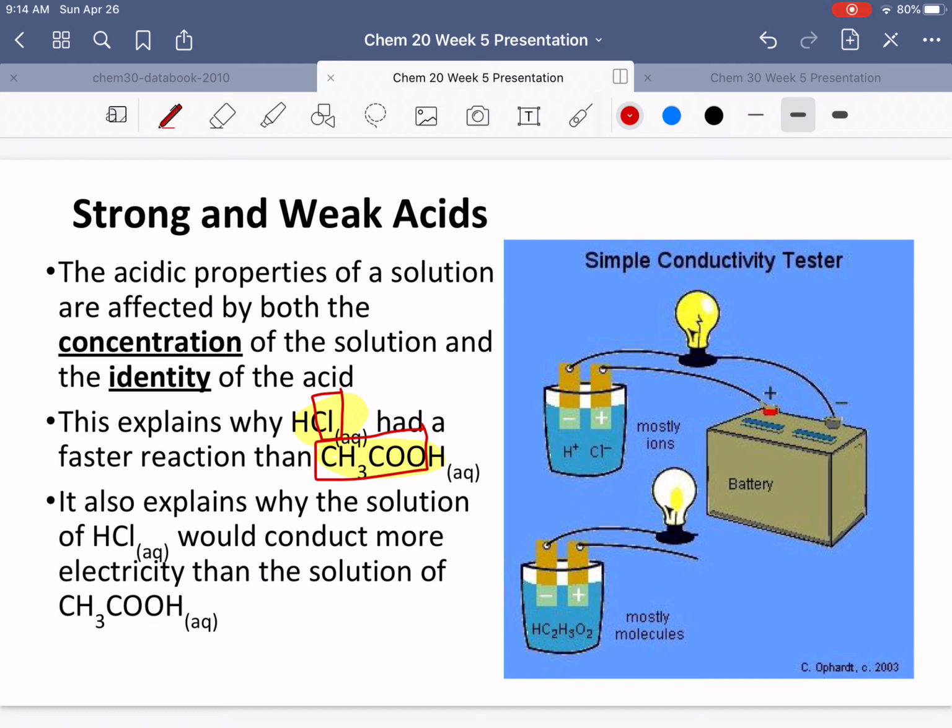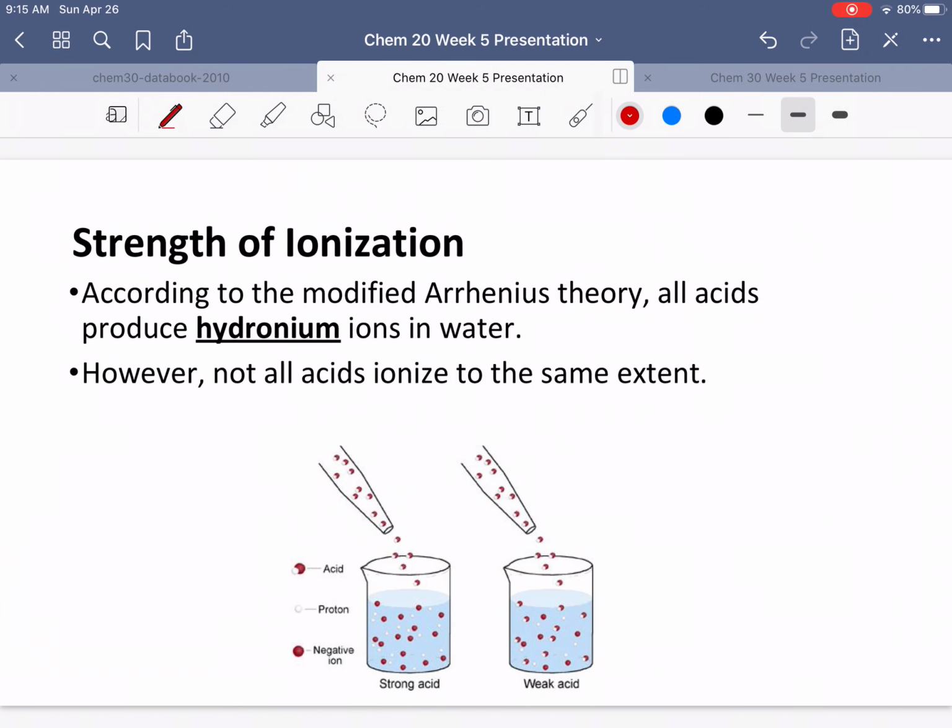Now, even though the concentration of each of those is identical, how do we end up with such a lowly lit bulb with the acetic acid versus that wonderful bright light with the hydrochloric acid? Okay, it's really interesting. Or how do we end up with such a vigorous reaction with magnesium with the hydrochloric acid versus this, still a reaction, but quite small with the acetic acid? And let's explore further. Okay.